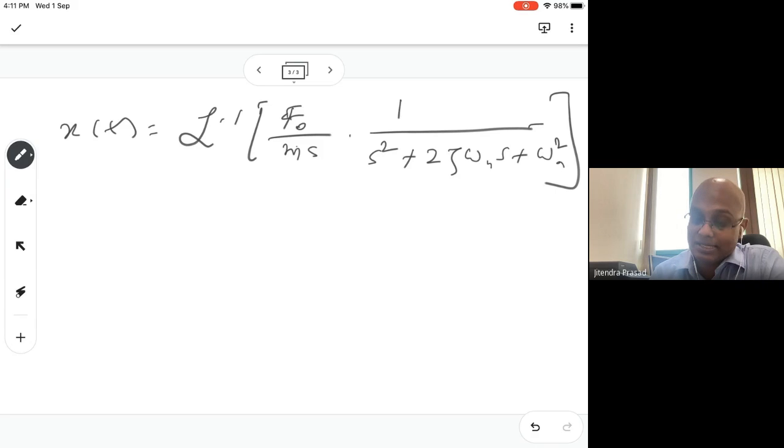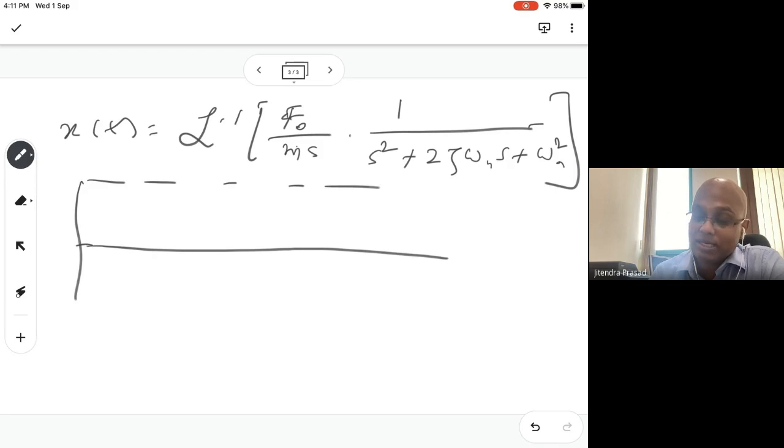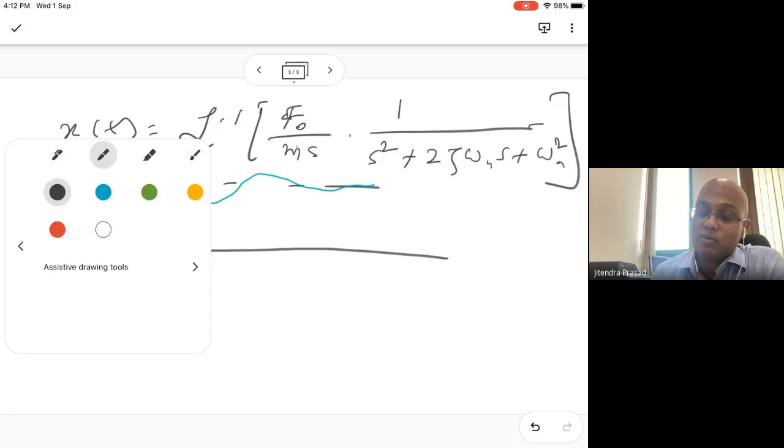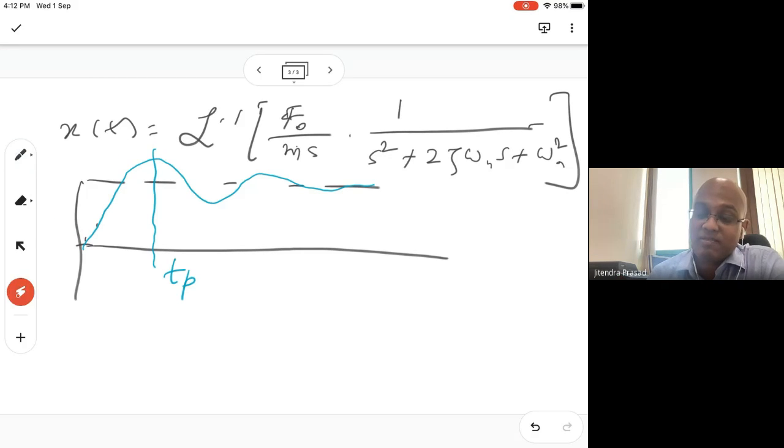After you have done the inverse Laplace transform, your response looks something like this. It goes like this, and like this. Now where the peak is, which is Tp, that we have to find out. How will you find it? This is the first place where you get a zero slope, and hence the velocity will be 0.